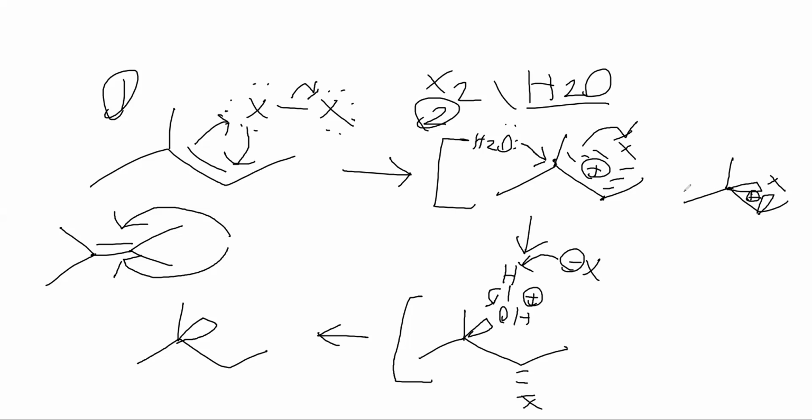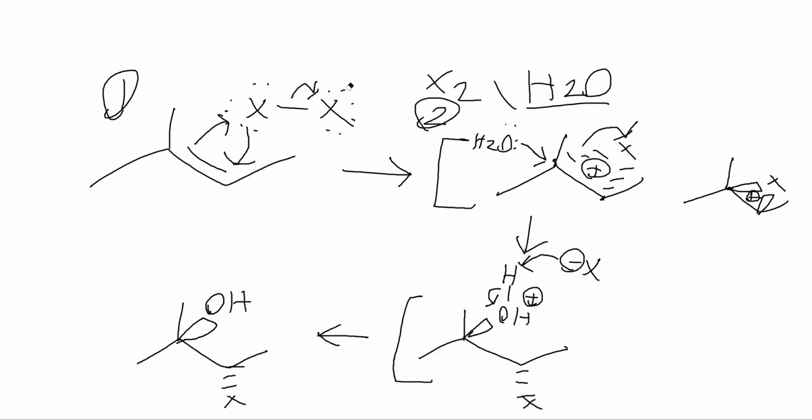Yeah, good question, because I kind of stuck to the dashes, so that was probably confusing. But what is important is the final product here. Because the water attacks from the back, it's going to have the opposite configuration of what the halogen had in that ring. So the alcohol is on a wedge while the halogen's on a dash, or the alcohol could be a dash and the halogen a wedge.